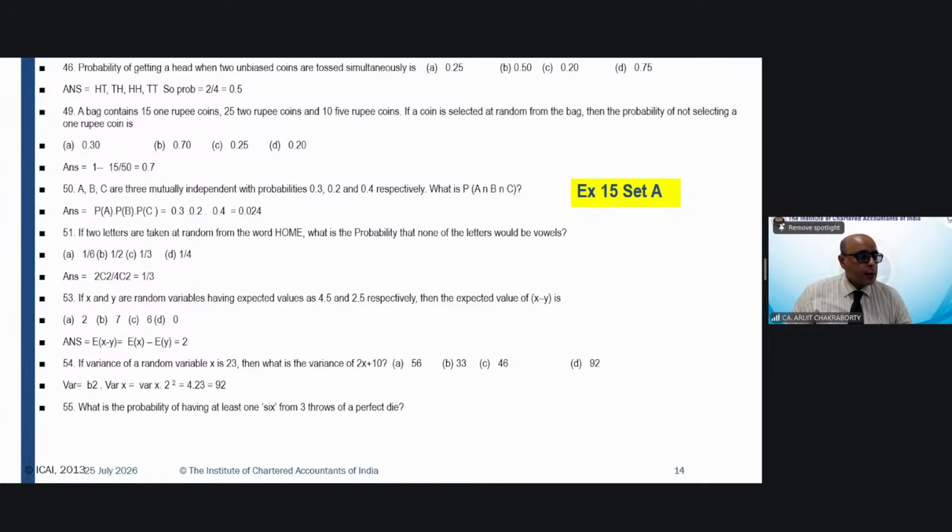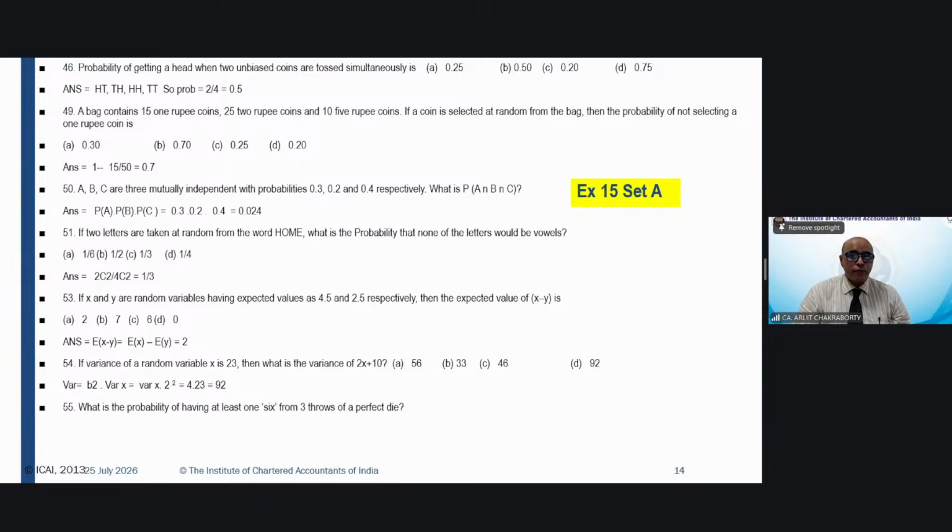Okay. Next question, number 54. Variance of a random variable is 23. And what is the variance of 2x plus 10? Continuing with the same trend, the variance of a random variable is 23. What is the variance of 2x plus 10?